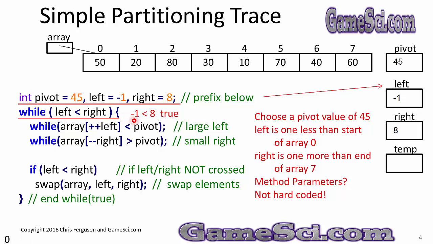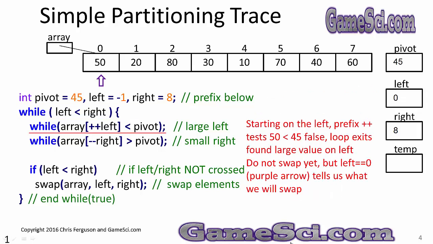Now, left is -1. Right is 8. Well, -1 is less than 8 is a true statement. We're going to go inside the code. Remember what partitioning does. It starts on the left and looks for a large value to move. Well, that's what this while loop is doing.